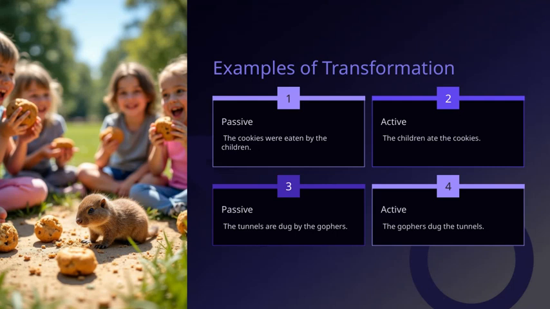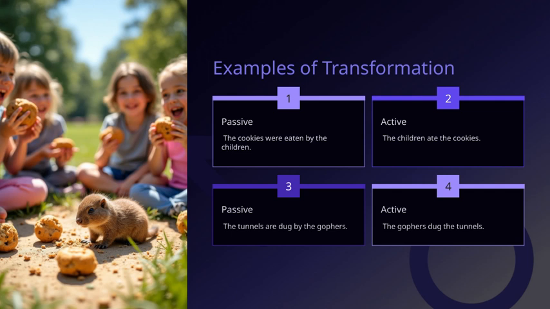Now let's look at some examples of transformation, specifically focusing on passive and active voice. First, we have the sentence, the cookies were eaten by the children. Here, the focus is on the cookies and the action is performed by the children. Notice how the subject receives the action, which is typical of passive voice. Moving to the second example, the tunnels are dug by the gophers. Again, the emphasis is on the tunnels, with the gophers performing the action.